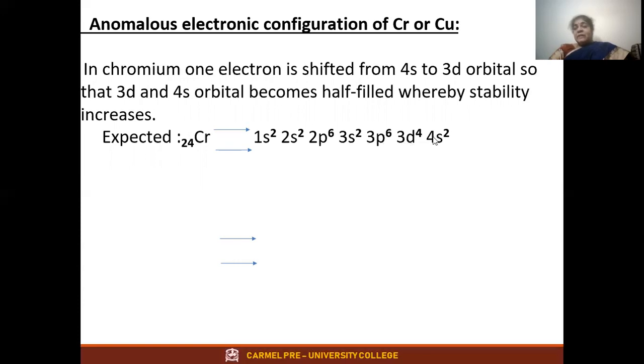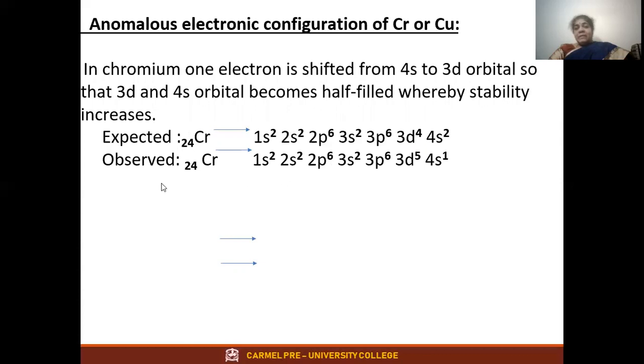4s should be complete, 4s2, 3d4. Now if you can see, all these are completely filled. Till 3p6 it is completely filled, 4s2 is completely filled, but 3d is partially filled. Now what happens here is, one electron from 4s shifts to 3d.